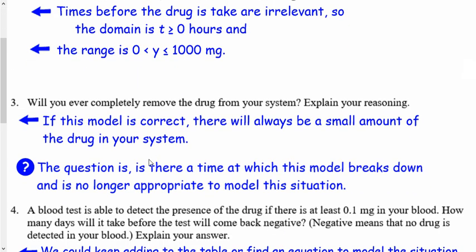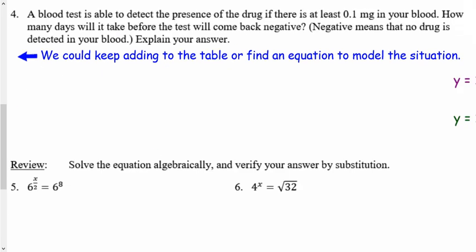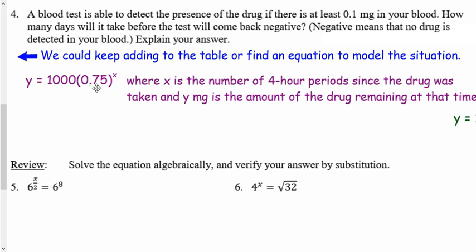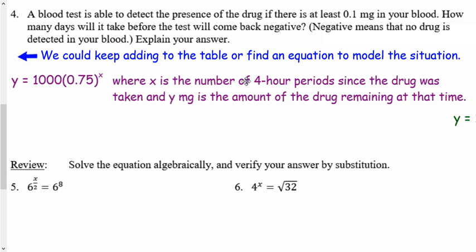So that's one way we could come up with an equation. 1,000 times 0.75 to the exponent x, where x is the number of 4-hour periods since the drug was taken. Y would be an amount in milligrams of the drug that remains at that time. So notice it's really important that we define our variables x and y, because otherwise we could say that x is a time in hours, but that wouldn't be correct. It's a number of 4-hour periods.